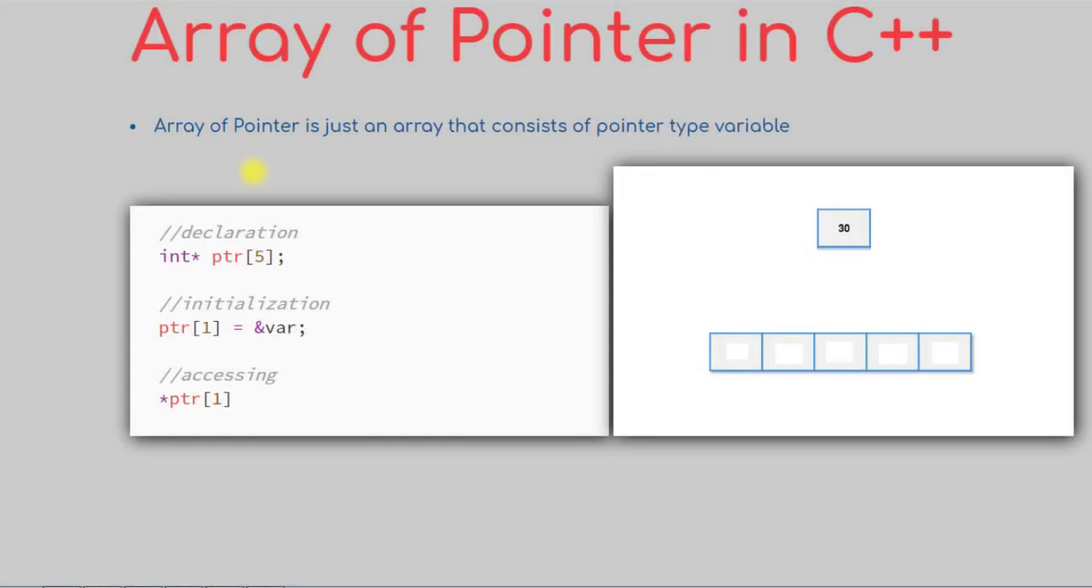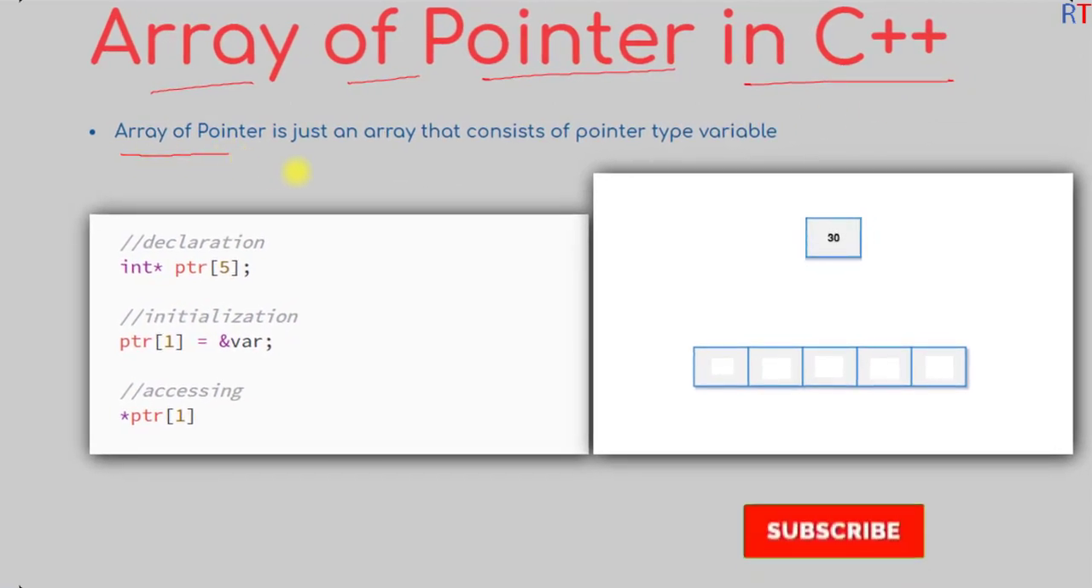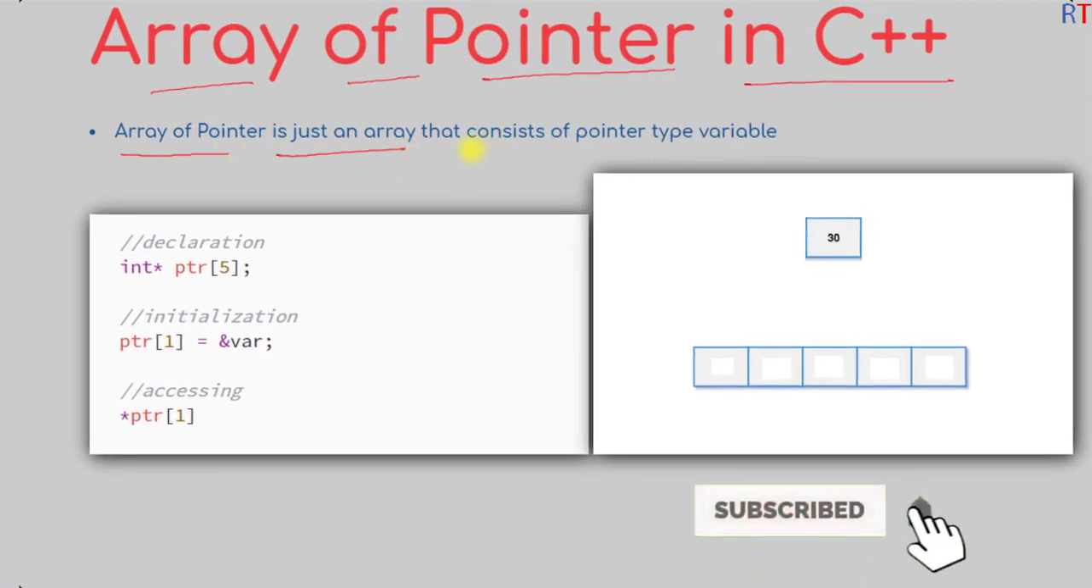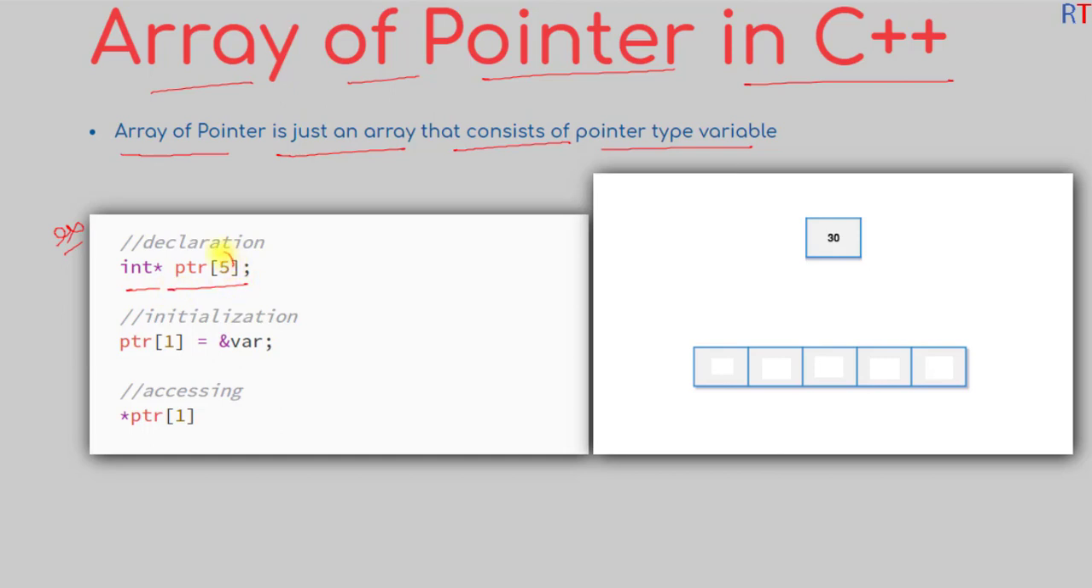Hey, what's up guys? In this video we're going to talk about array of pointer in C++ programming. Array of pointer is just an array that consists of pointer type variable. As an example, here we have declared one integer array of pointer of size 5.